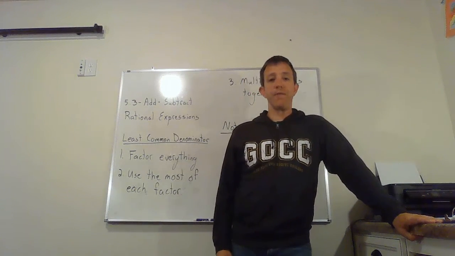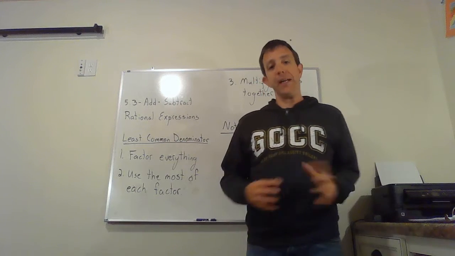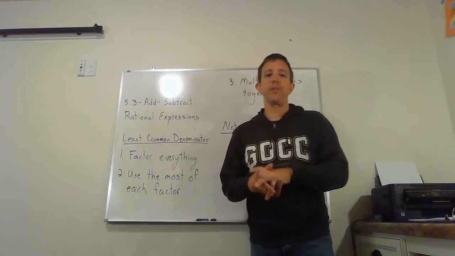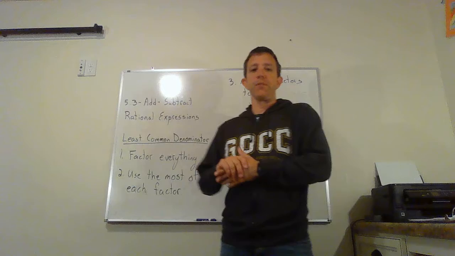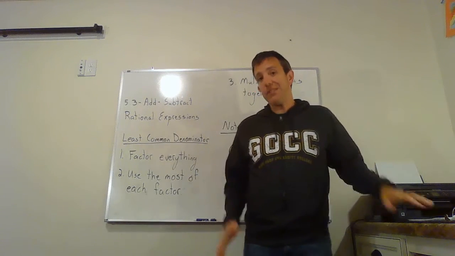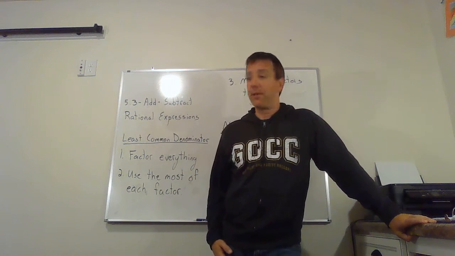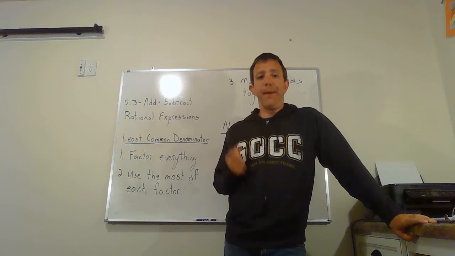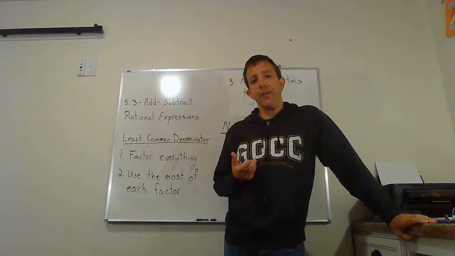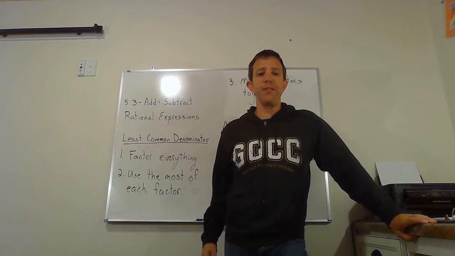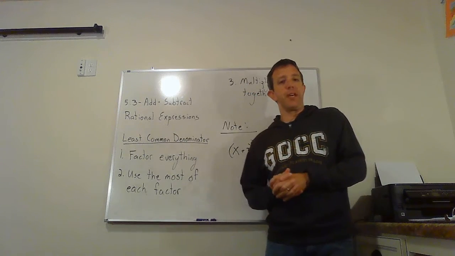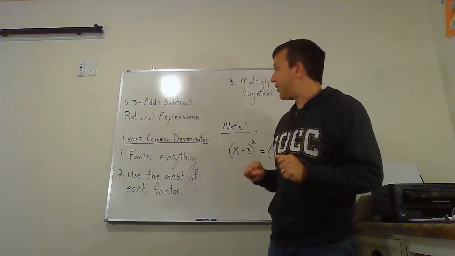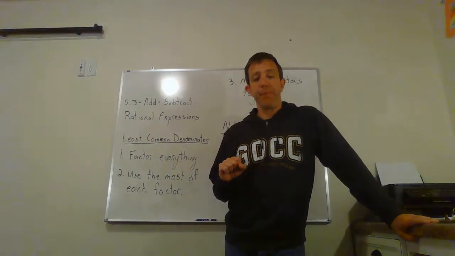Today we are looking at section 5.3. We're going to be adding and subtracting rational expressions. There's a lot of work that goes into this. It's fractions with polynomials in them, and we're going to be adding and subtracting, so this can be a bit of a mess. So hang in there, go through this video a few times if you need to, and just be really, really careful. We're going to start by talking about the least common denominator.